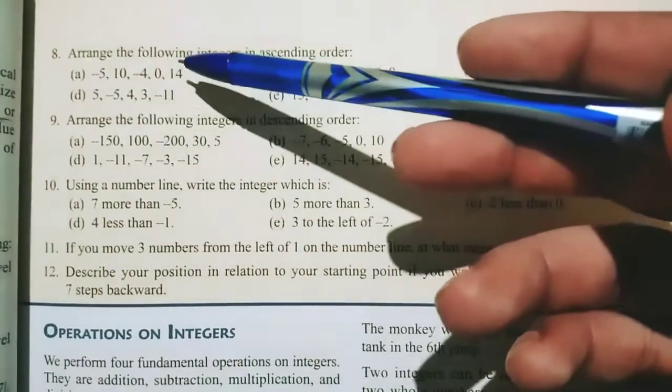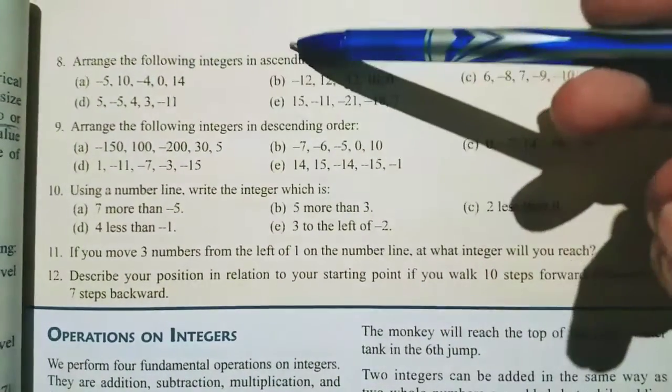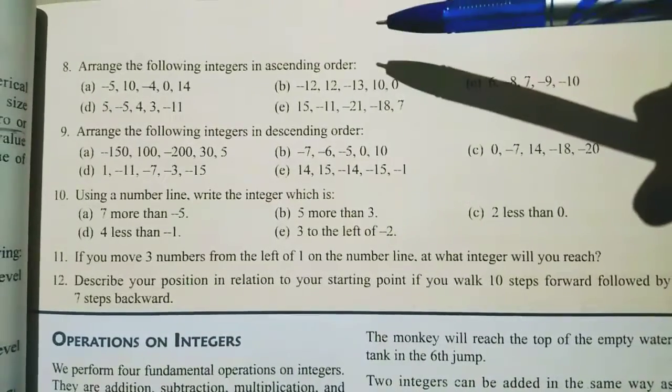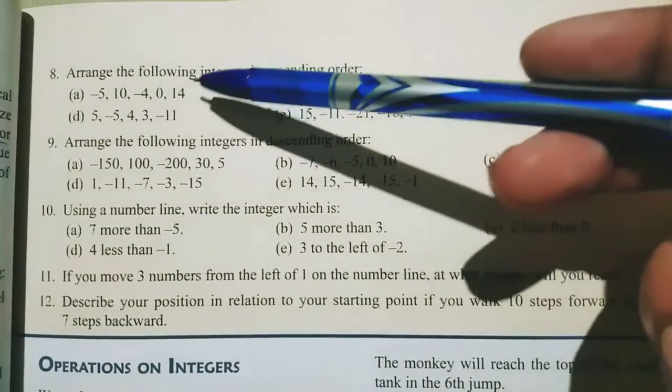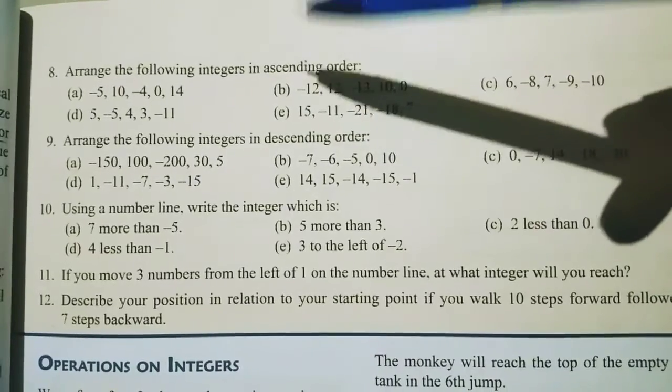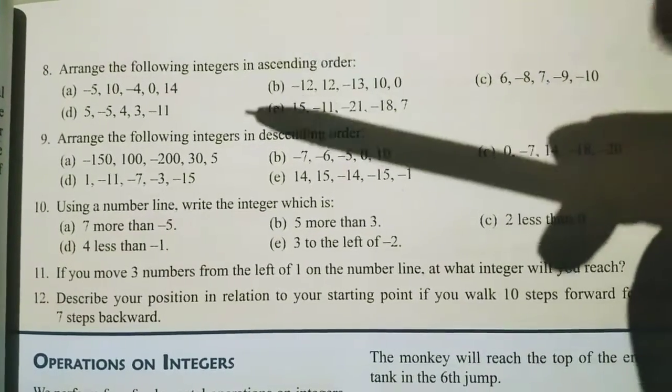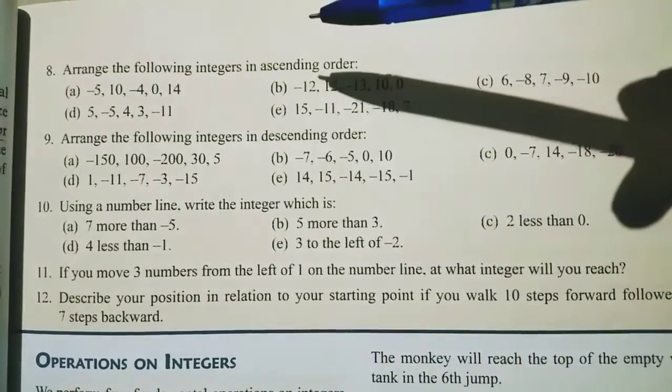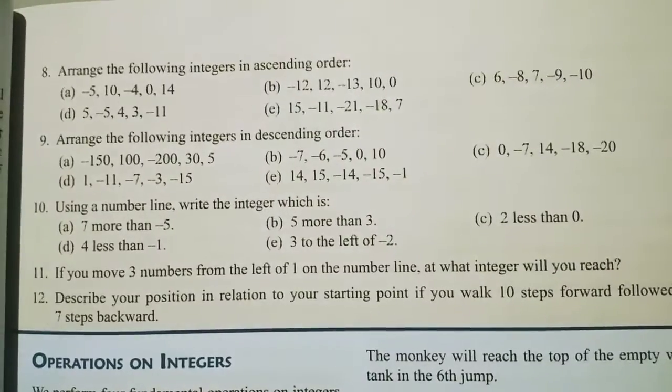So question number 8 is what? Arrange the following integers in ascending order. So you have to arrange these integers given in ascending order. Ascending means increasing order. That means from smaller to bigger. Okay, so let's do this.